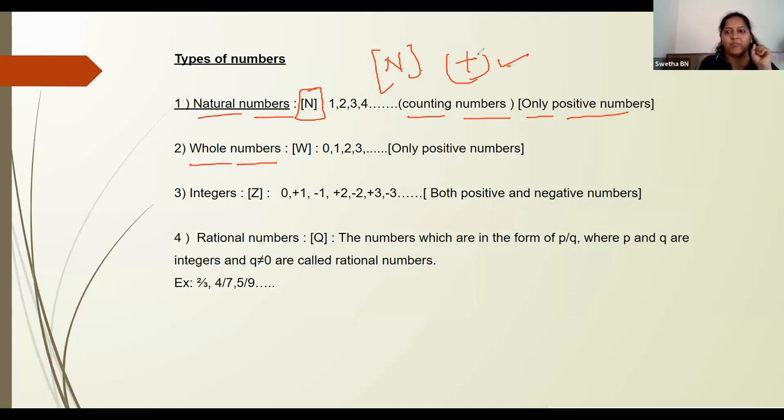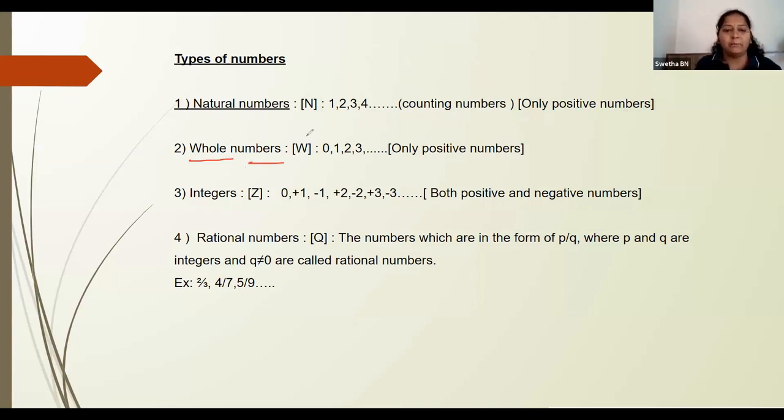And which is the second type? Whole numbers. Whole numbers are denoted by the letter W. Natural numbers begin with the number 1, but if you add 0 to that, whole numbers start with the number 0. Here also, we see only positive numbers.